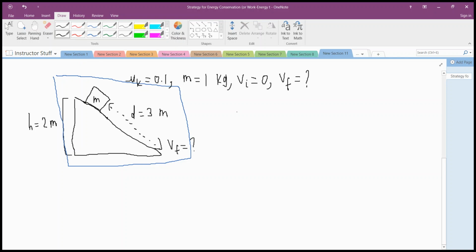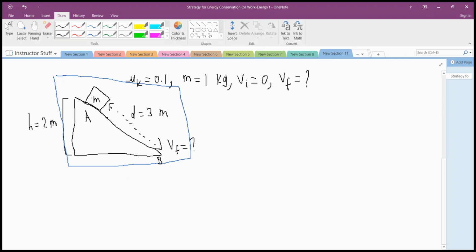All right, then next we need to choose two states for the motion. Let's choose state A to be the block at the top of the incline when it starts from rest, and we'll choose state B to be when the block is at the bottom of the incline. Why did I choose that? Well, we want state B to be when the block is at the bottom of the incline because we are looking for its velocity at the bottom of the incline. Therefore, we want to include that velocity in our equation, which means we want to have information about our block at that state, at that position.